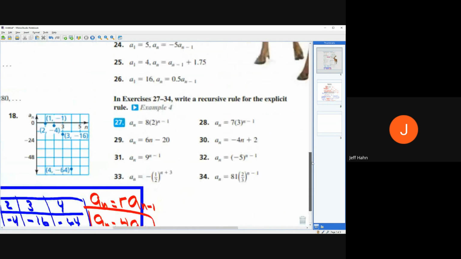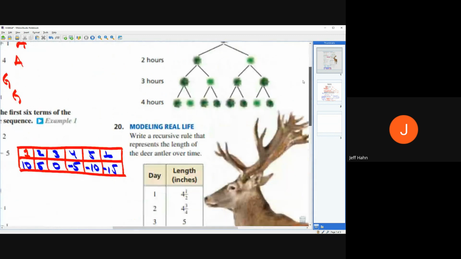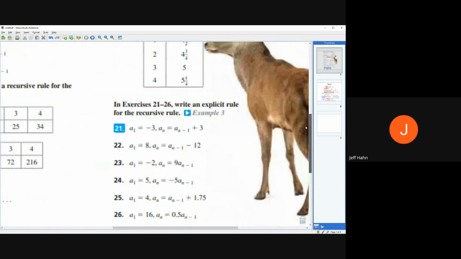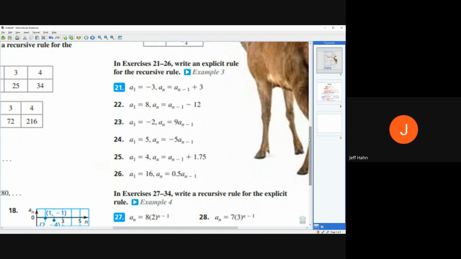All right, here we go. Next group of problems. We're going to get to some that are really crazy hard. Let's not do that one. Write a recursive rule. No, we should be able to do that. All right, so here we go. Writing an explicit rule for the recursive rule. Ugh.